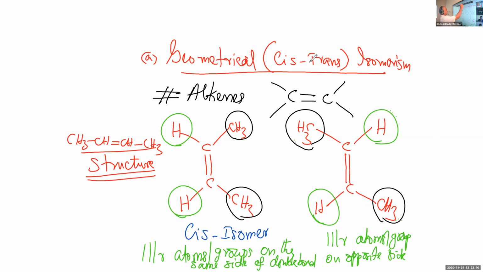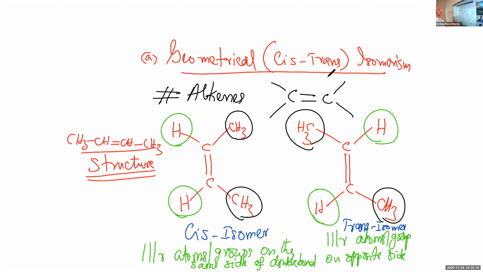And such an isomer is called a trans isomer. Trans means opposite. And what is opposite? Similar atoms or groups are on the opposite sides of the double bond. Then it is called the trans isomer.